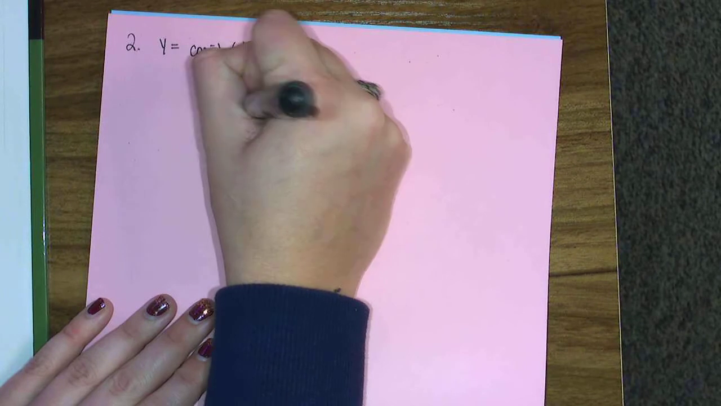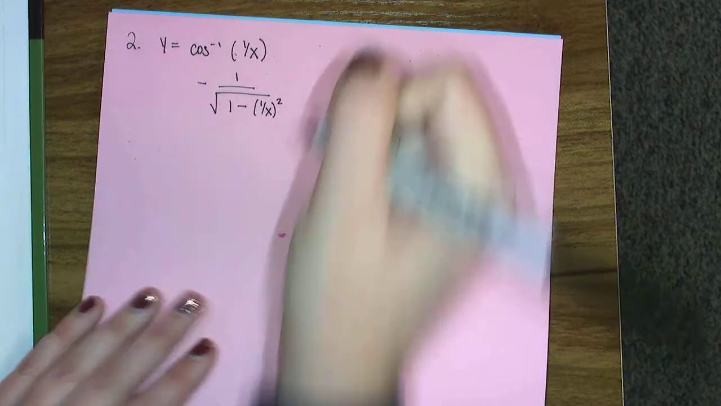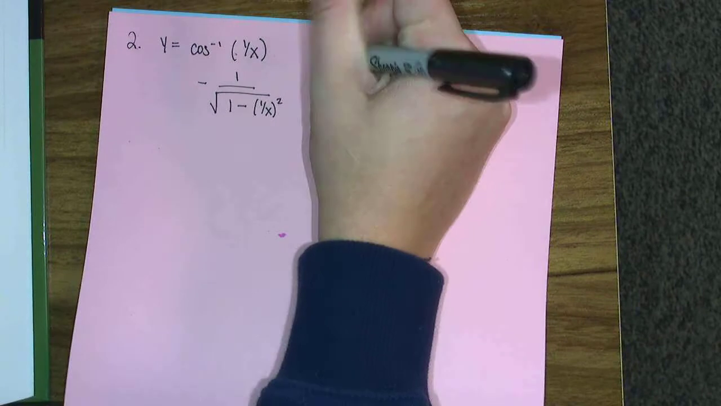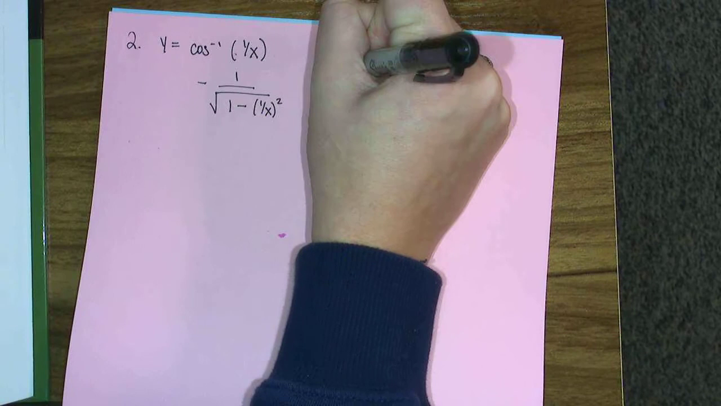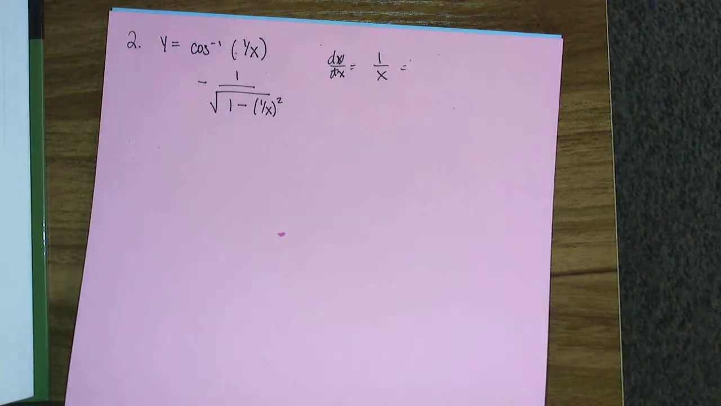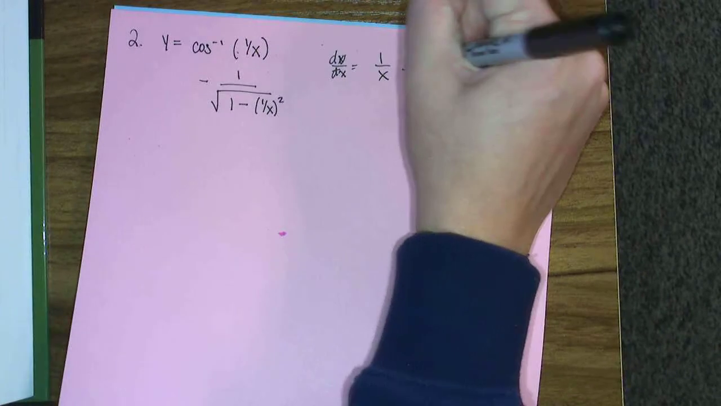So basically where we see that x, we're going to put the 1 over x for this particular one. So 1 minus 1 over x squared. And then we need to also take the derivative of the 1 over x piece. So we need to do the derivative of 1 over x. So what would that derivative be? Or you can think about it as x to the negative 1.